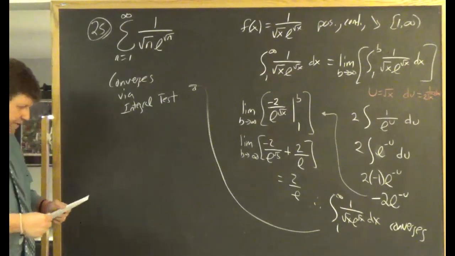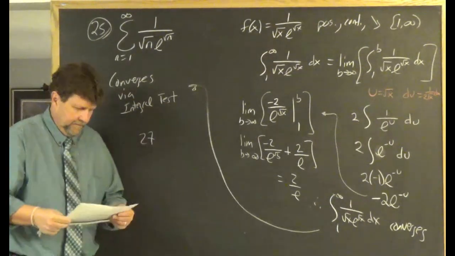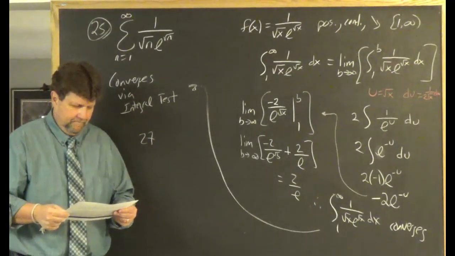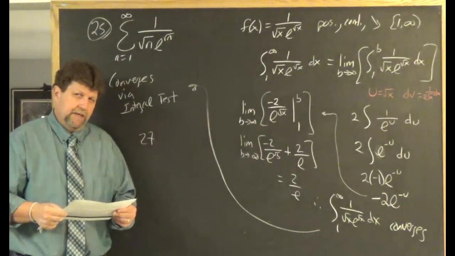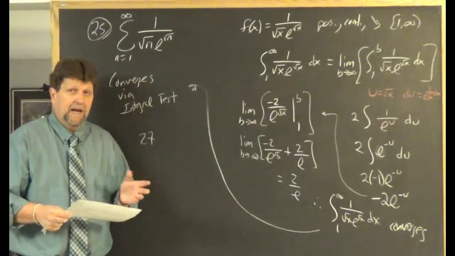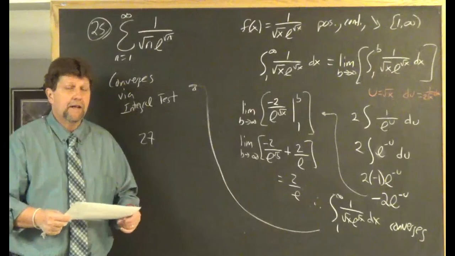See if I have a hint for you. The next one's number 27. When I look at it, the first thing that jumps out at me is, well, I know cosine of anything that's positive, I know it's definitely less than or equal to 1.